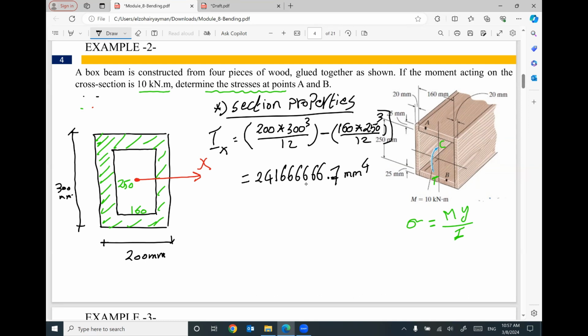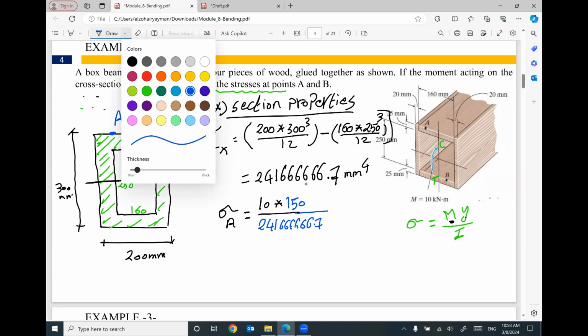That makes sense? If you would like to figure out the value of normal stress or bending stress at point A, you have to set up this equation. The applied moment is 10. The distance y between the neutral axis, or the x-axis at the centroid, and point A. Your point A is located here. So the vertical distance between the neutral axis and this point, distance y, will equal 150 millimeter, divided by the moment of inertia. But we have some adjustments we have to follow.